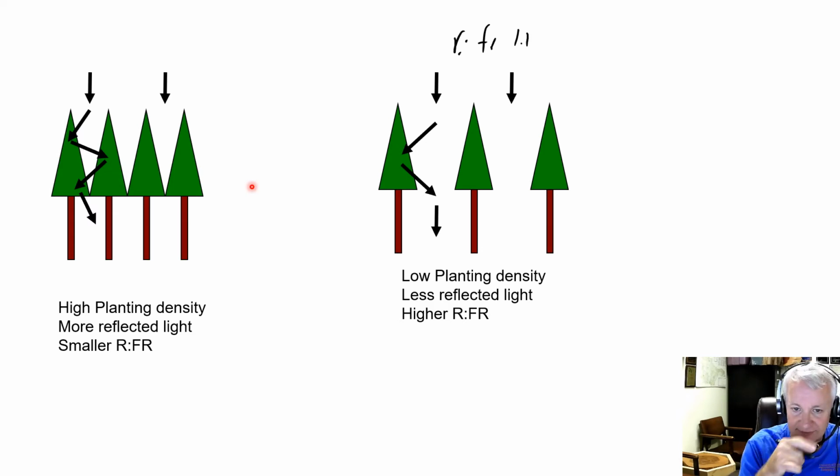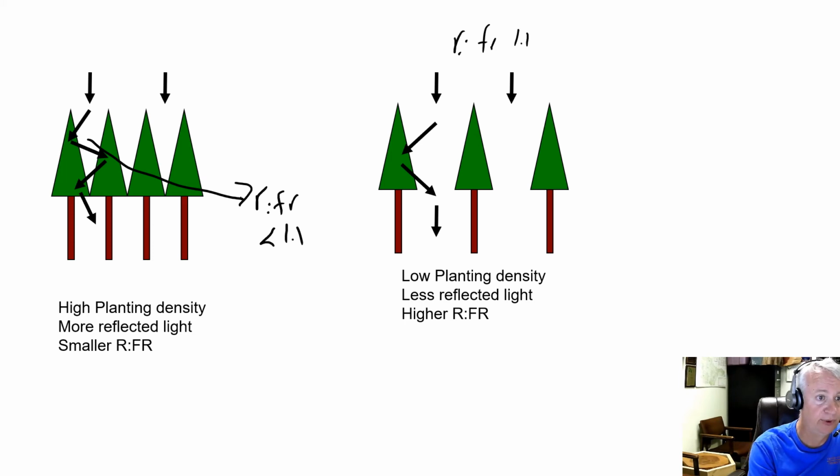So what? Well, keep in mind what wavelengths of light are absorbed by chlorophyll, red and blue. So leaves tend to absorb red wavelengths. So radiation that's reflected from a neighbor will tend to be depleted in red wavelengths. So this reflected radiation will have a red to far red ratio less than 1.1, less than that above the canopy.